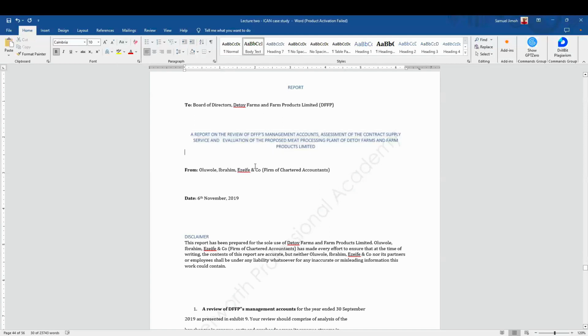So let's see the title of the report now. A report on the review of DFFB management account, assessment of contract supply service, and evaluation of proposed meat processing plant of Detroit Farms and Farm Products Limited. Yes, that is a typical way of writing a title of the report. So once you are done with the title, where is the report coming from? Because it's an external report, it should carry the name of the firm.